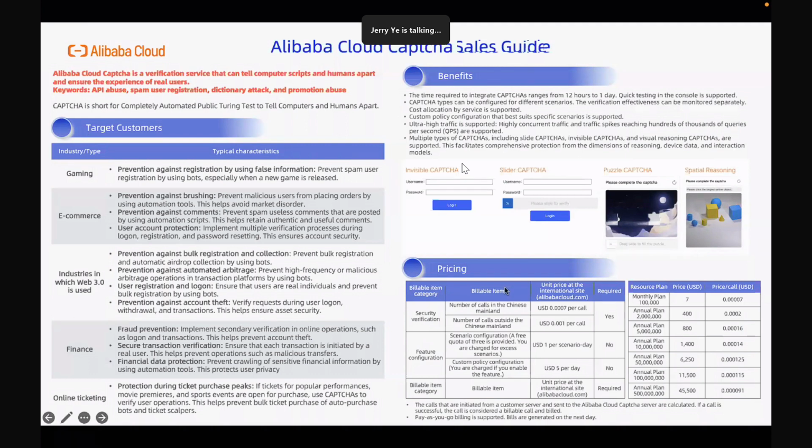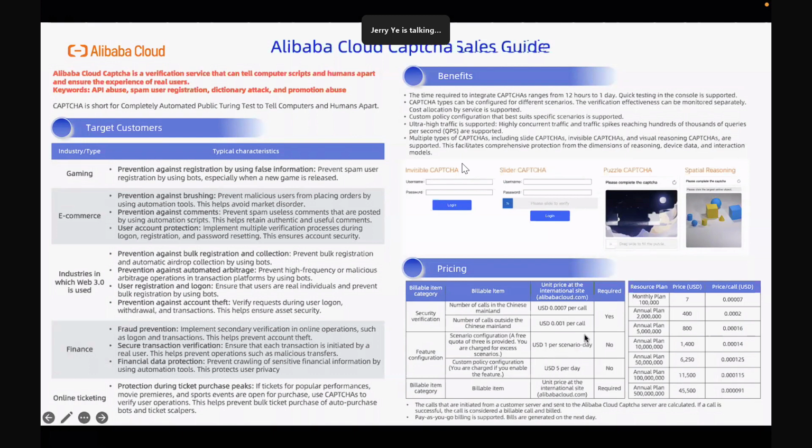You can check the price. The billable item categories include security verification and feature configuration, and the USD price is for the number of calls in the Chinese mainland; the number of calls outside the Chinese mainland will be a little different. The list price is USD 0.001 per call, and USD 1 per scenario per day.